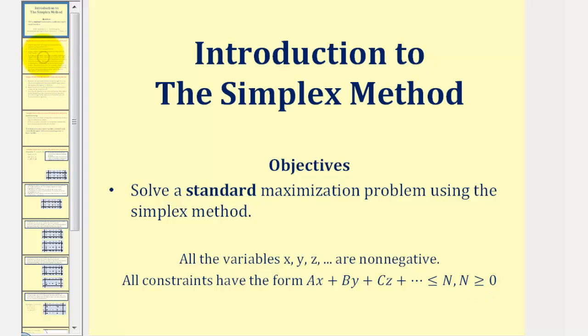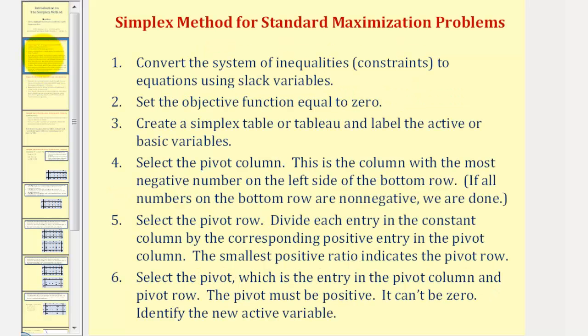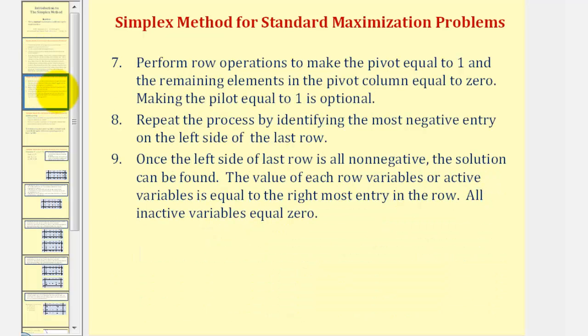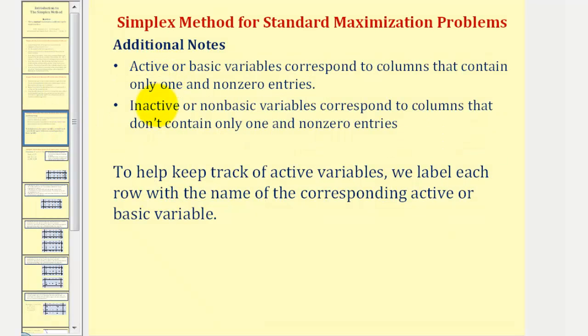I outlined 9 steps to apply the simplex method for standard maximization problems. We'll go through each step looking at a basic example. But before we do this, I do want to define active and inactive variables. Active, or basic variables, correspond to columns that contain only one 1 and non-zero entries. Inactive, or non-basic variables, correspond to columns that don't contain only one 1 and non-zero entries.